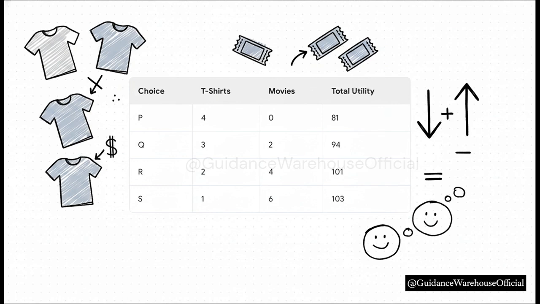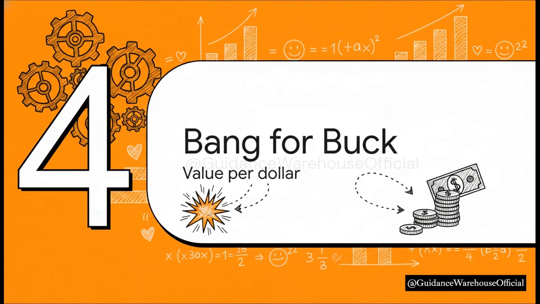It's a no-brainer. He just continues moving down the options, trading shirts for movies, until his total utility maxes out at 103 utils, which happens right there at choice S. Guessing and checking is fine, but there is a faster way.